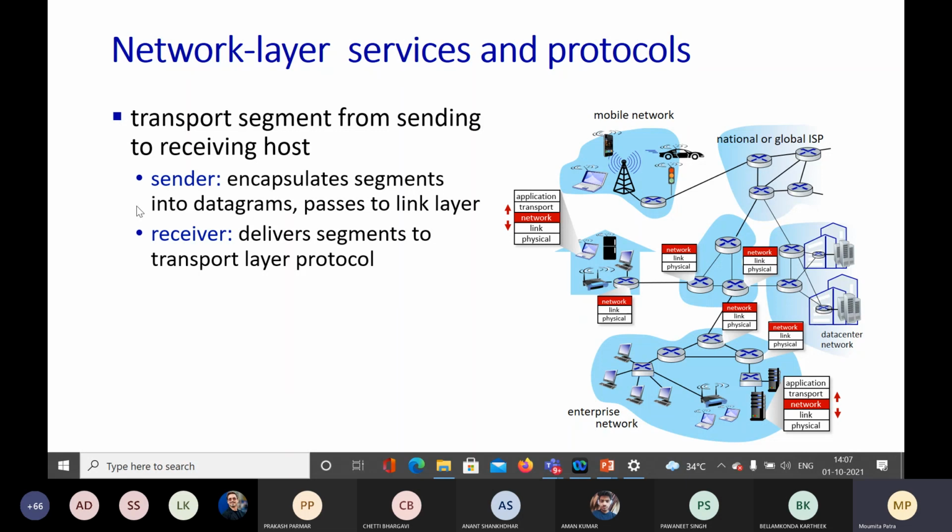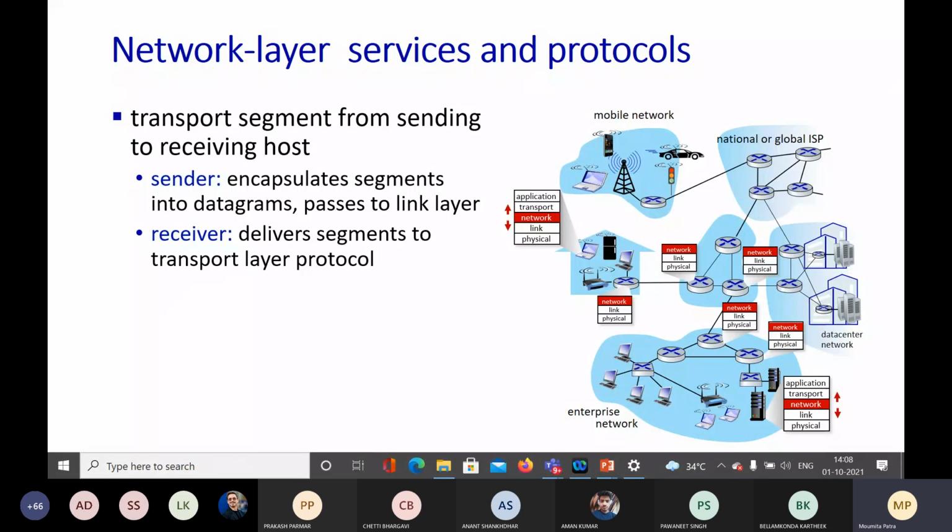Okay. So what is the task that we are going to look at? At the sender side, segments are encapsulated into datagrams and then sent to the link layer. Suppose this is a sender. Whatever segment is received from the transport layer in the network layer, that segment is encapsulated into a datagram and then passed on to the lower layer, which is the link layer.